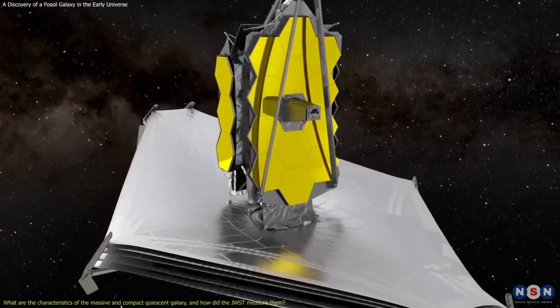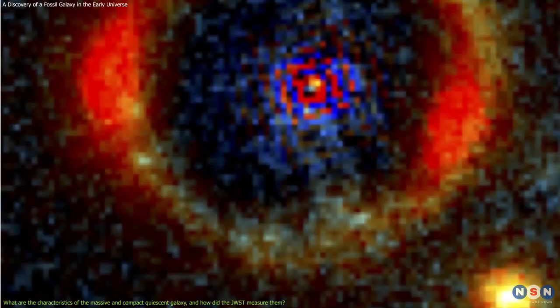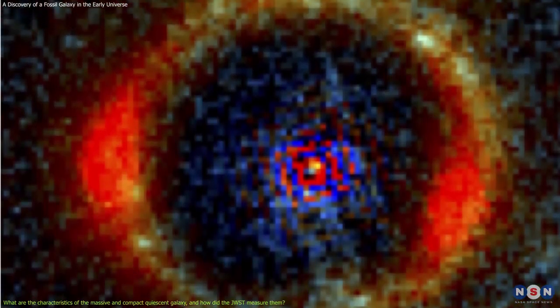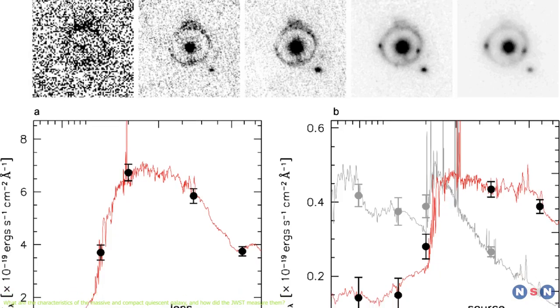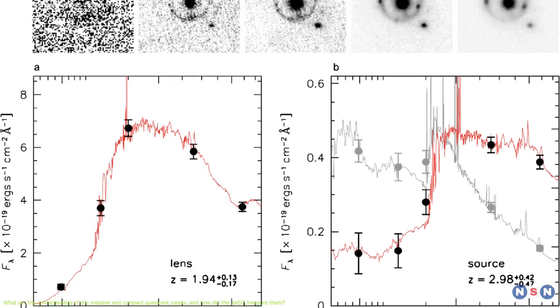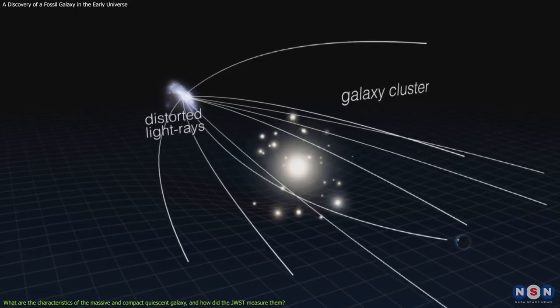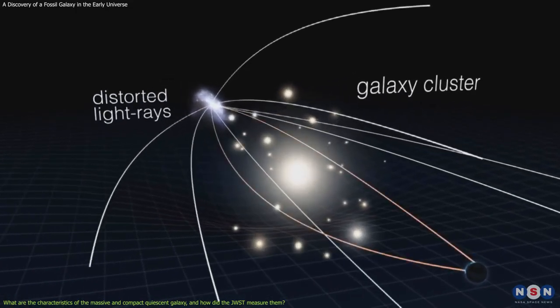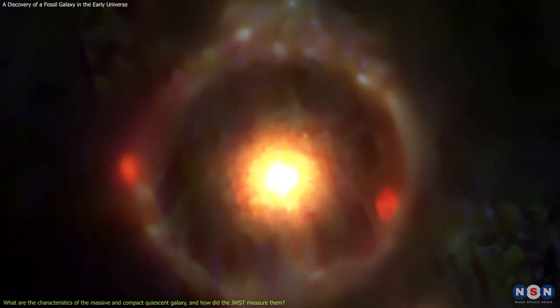By using the NIRCam, Webb was able to resolve the Einstein ring into multiple images of the quiescent galaxy and measure the brightness and color of each image in different wavelength bands. By combining these measurements with the magnification factor of gravitational lensing, it was possible to estimate the mass, size, age, and star formation history of the quiescent galaxy.